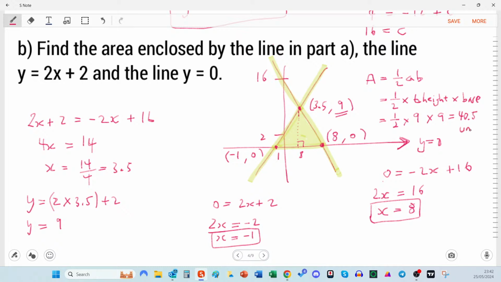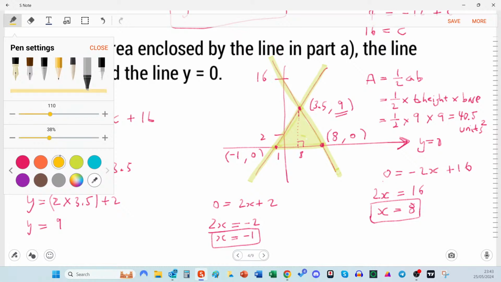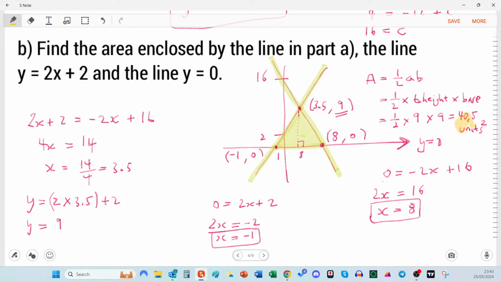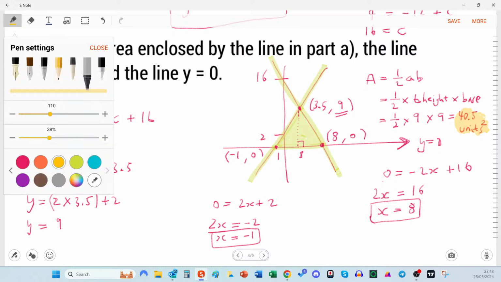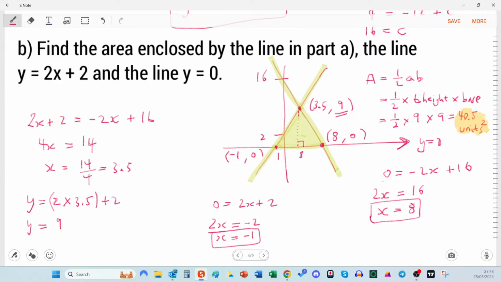It doesn't specify. It's like an abstract idea, right? So we're going to write units squared. So there's the answer. So we highlight it. There we go. What an interesting question. I like that one.